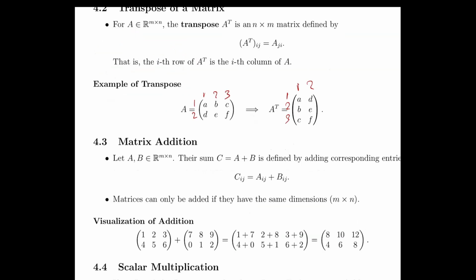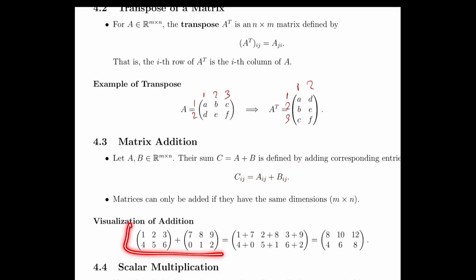So for matrix addition, let A and B belong to R^(m×n). Okay. So then we want to define what would be the addition of those matrices. So for the addition, A plus B, for each element, for their row and their column, they add together, and that would be the addition of 2 matrices. What does that mean?